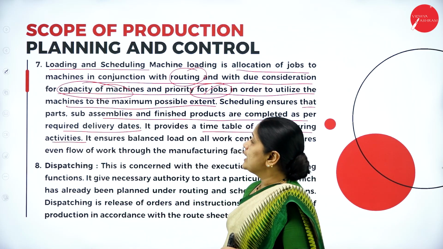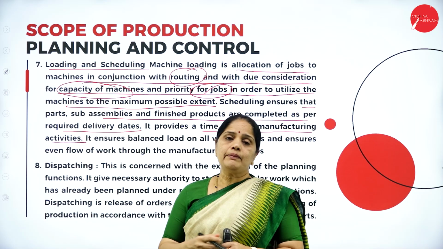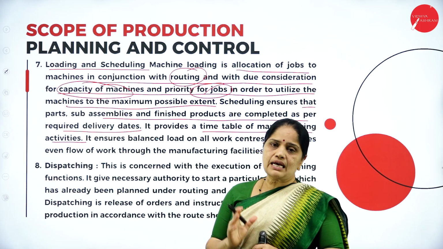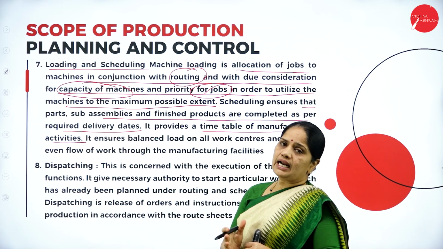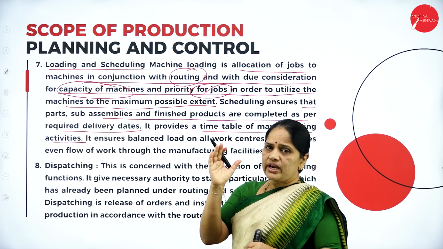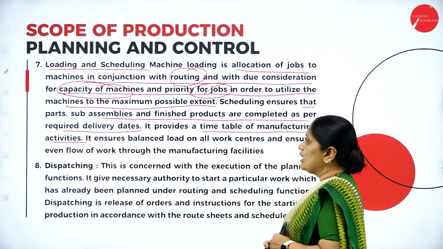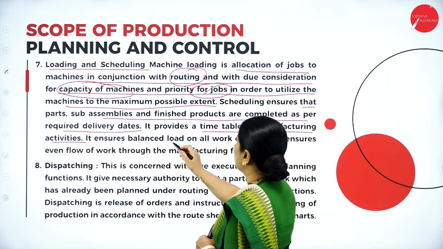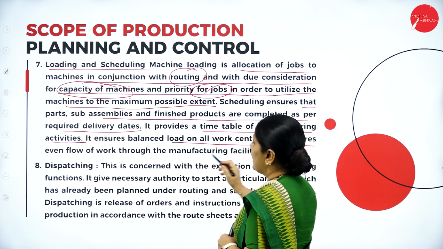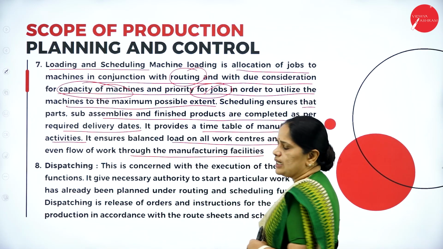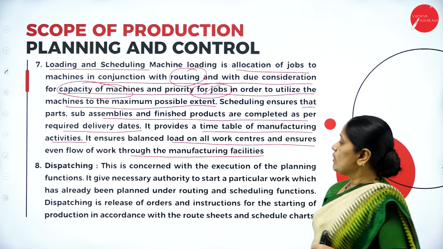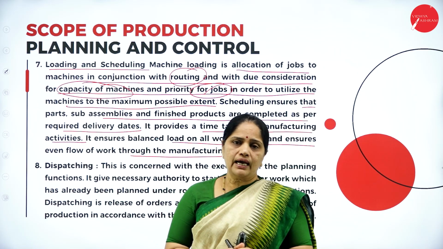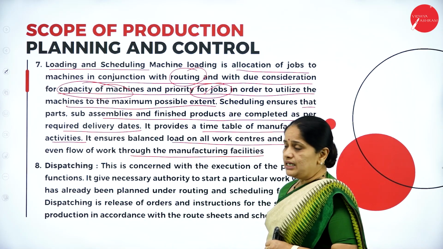With the help of loading and scheduling, you can prepare a timetable of what each machine has to produce, what the standard time taken is, what raw material is utilized, and what the cost involved is. Everything has to be planned, and all this will be in the loading and scheduling aspect. It ensures a balanced load on work centers and an even flow of work through the manufacturing facilities. So, whatever manufacturing facilities we have, all that can be done with the help of loading and scheduling.